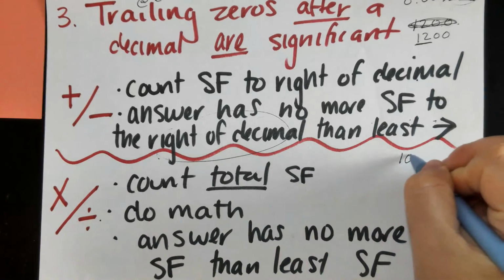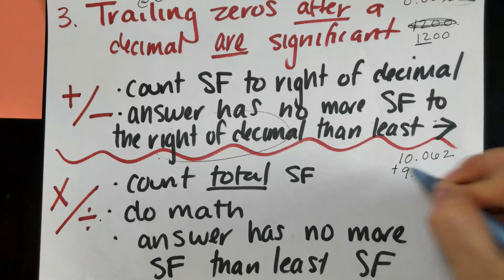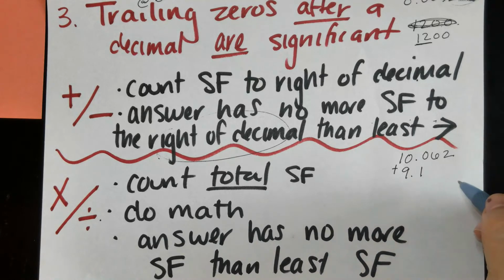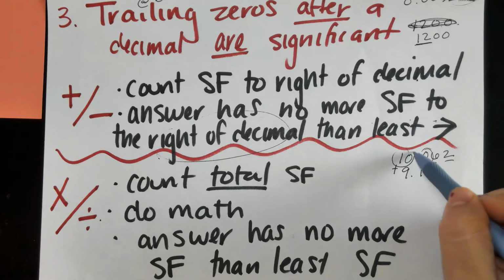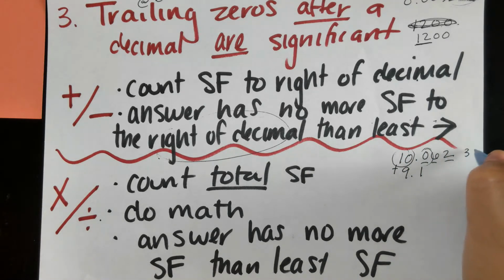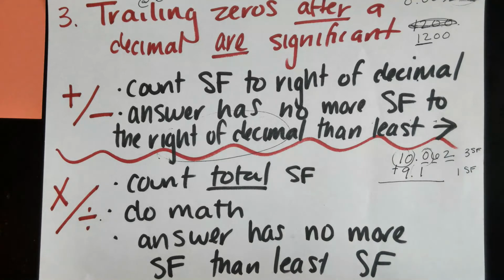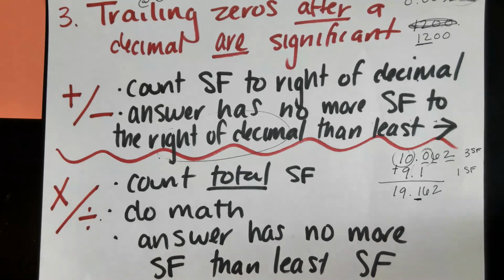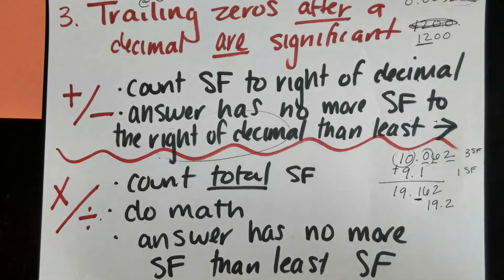So that means if I have 10.062 and I have 9.1, I count up the number of sig figs that I have, 1, 2, 3, and yes, this one does count because it comes after a non-zero number. Here I have 3 sig figs, here I have 1 sig fig. So my answer, when I give a final answer, can have no more than 1 sig fig to the right. So if I do the math, 19.162, I have to cut my answer off here. Can you round? Absolutely. 19.2, okay?